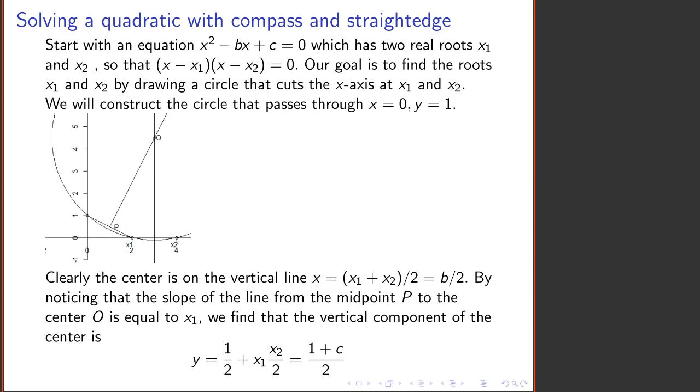What I want to do is to construct x1 and x2 by drawing a circle that cuts the x-axis at those two roots. Now it takes 3 points to determine a circle, so I'm going to add a third point. I want my circle to go through the point where x is equal to 0 and y is equal to 1. Now we've got to do a little bit of clever geometry on this. I'm going to select pen and hope that I can draw with my nice little stylus.